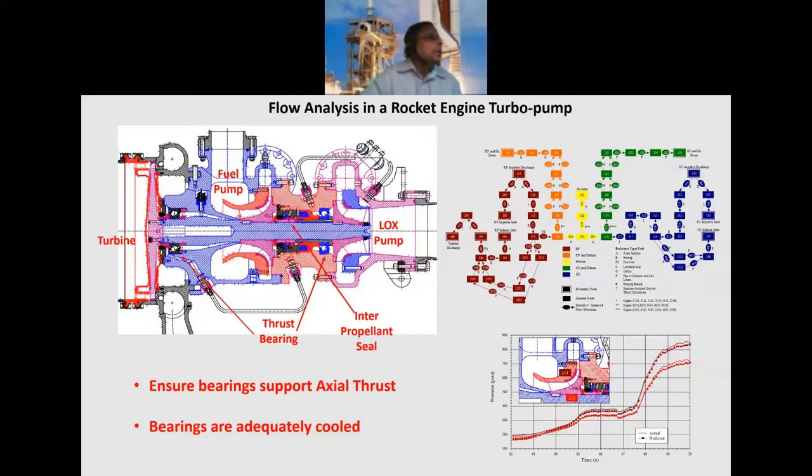Now there are some other issues that are also there. You have a fuel here, you have an oxidant here. You don't want them to mix in the turbopump. So for that, you inject high-pressure helium here, and the helium goes towards the fuel and forms a mixture of the fuel and helium, and that is vented out. And also on the other side, it may mix with the LOX and is vented out. So you have a kind of seal here, which is called the interpropellant seal. You wanted to make sure that works during the operation.